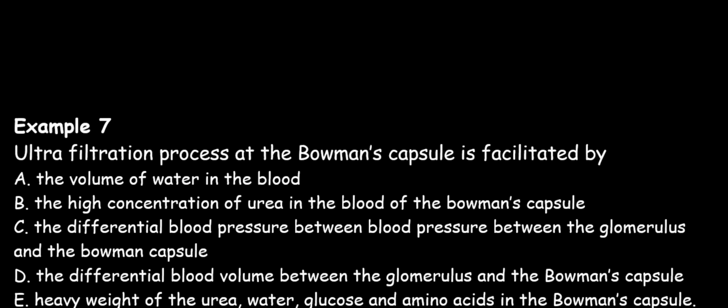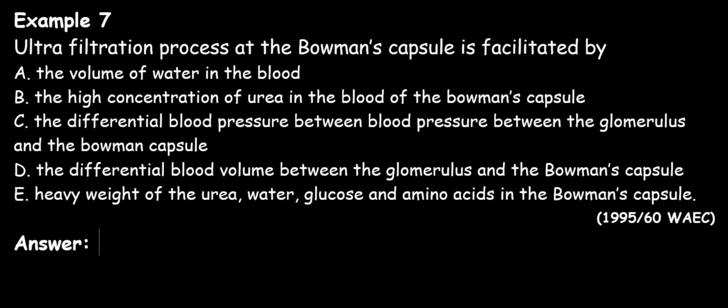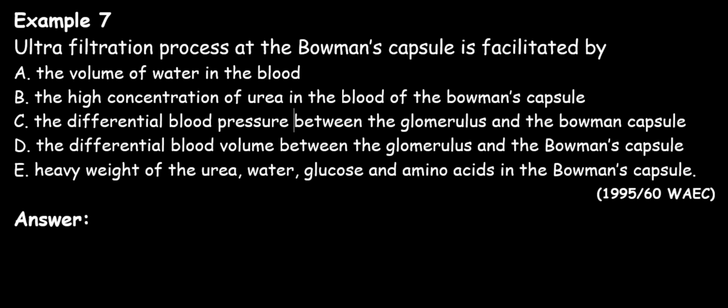To our next question. Ultrafiltration process at the Bowman's capsule is facilitated by A. The volume of water in the blood. B. The high concentration of urate in the blood of the Bowman's capsule. C. The differential blood pressure between the glomerulus and the Bowman's capsule. D. The differential blood volume between the glomerulus and the Bowman's capsule. E. Heavy weight of the urea, water, glucose, and amino acid in the Bowman's capsule.